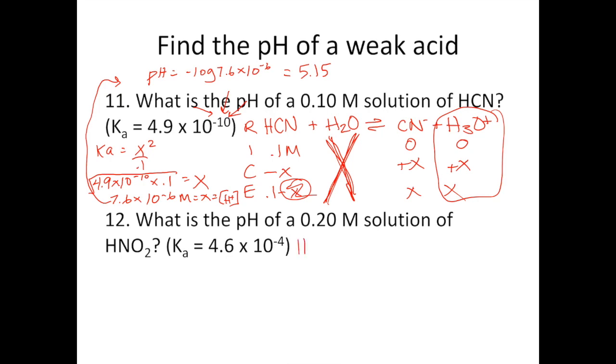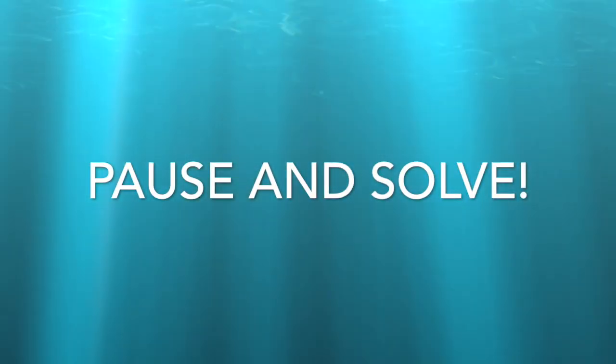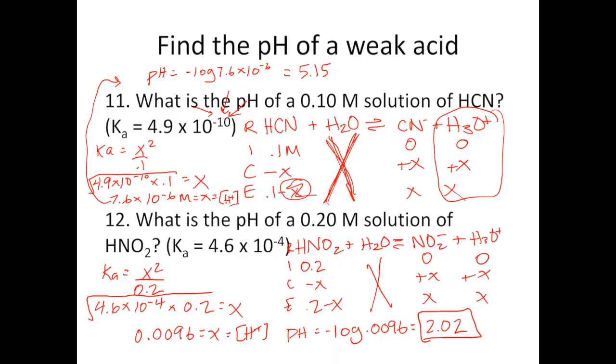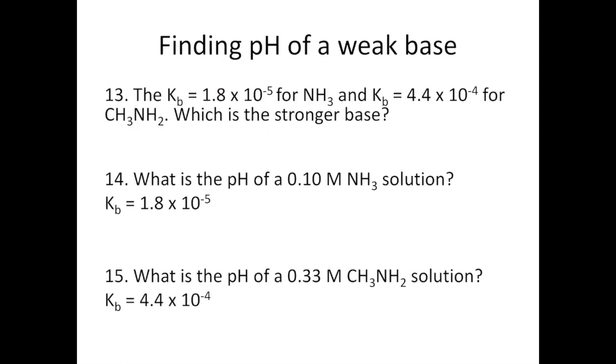All right, I want you guys to try 12. 2.02 is your pH. Use the Ka, use the RICE table to figure it out, and there you go. Number 13, we have 2 Kb values, and we need to figure out which base is stronger. So we just compare the Kb's. So you look for the larger Kb value, which is for this guy, methylamine. And so that's a stronger base than ammonia, because that's a bigger number than this one.